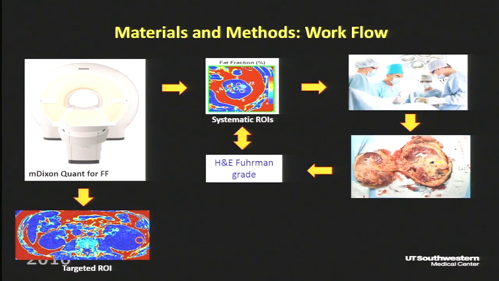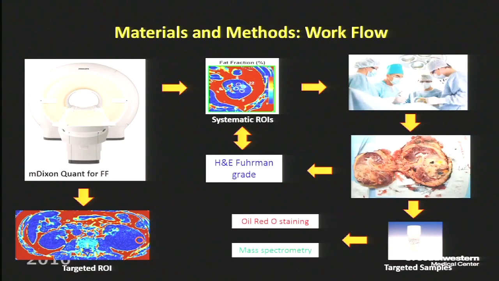Second, from the fat fraction map, the target ROIs were placed on representative locations within the tumor. Meanwhile, tissue samples from the same location in the tumor specimen were collected as target samples. These target samples underwent Oil Red O staining or mass spectrometry, and the results were correlated with fat fraction.